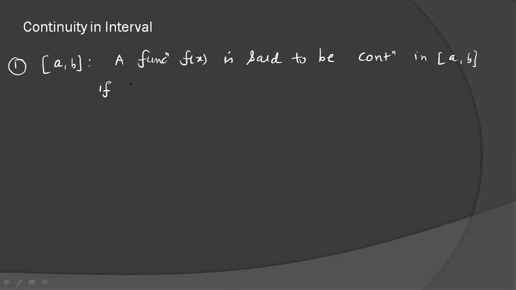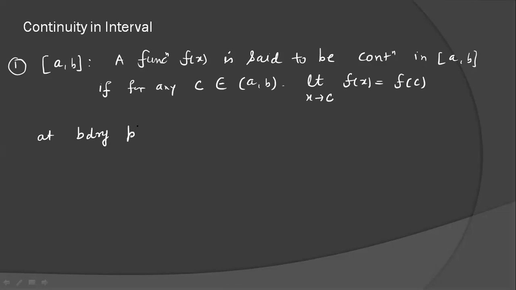A function fx is said to be continuous in closed interval a comma b if for any c belongs to open interval a comma b, limit x tending to c fx equal to fc. Means for every interior point inside this interval, function is continuous. And at boundary points, suppose first boundary point is x equal to a.